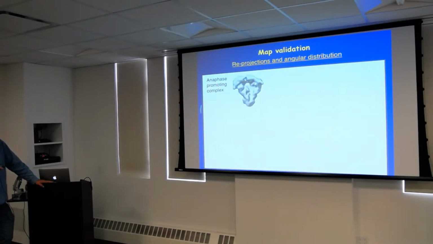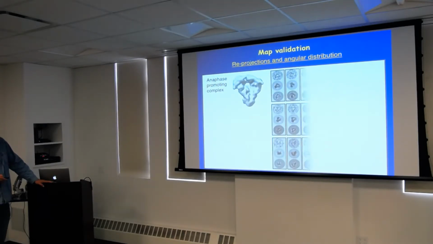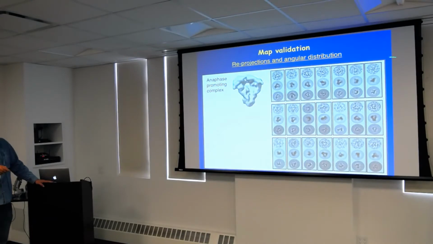This is an example from about that time where we worked on the anaphase promoting complex. These are the raw images, these were projections of the density map, and these were class averages. And you can see it kind of fits. So that was a good indication that this density map was actually kind of consistent with this.